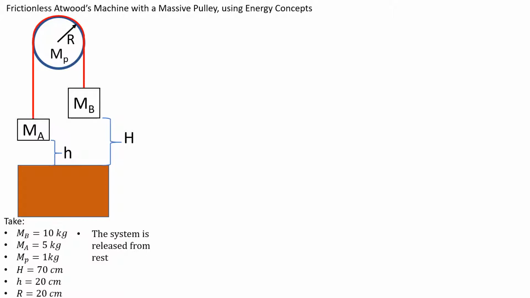We're going to take the bigger mass, MB, as 10 kilograms, the smaller one, MA, as 5 kilograms, the pulley as 1 kilogram, and then the height H, big H, where the bigger mass, MB, starts, is 70 centimeters away from a table. We'll take little h as 20 centimeters, which is the height that the smaller mass starts, and the radius of the pulley as 20 centimeters. And we're also going to say that the system starts from rest.